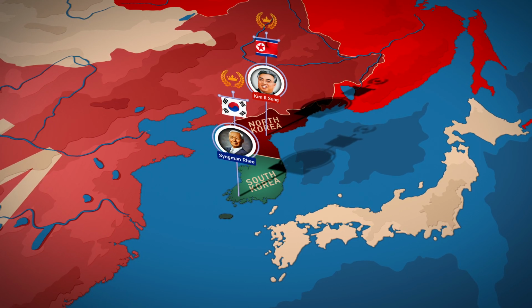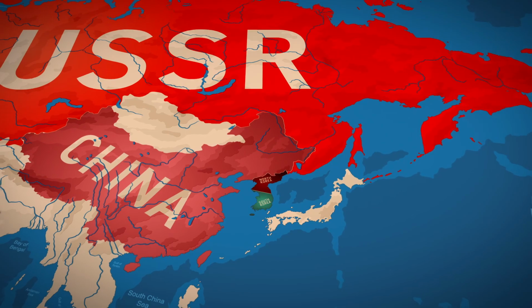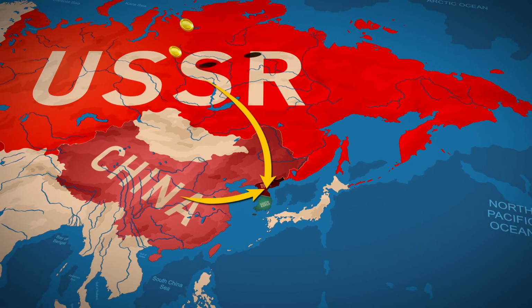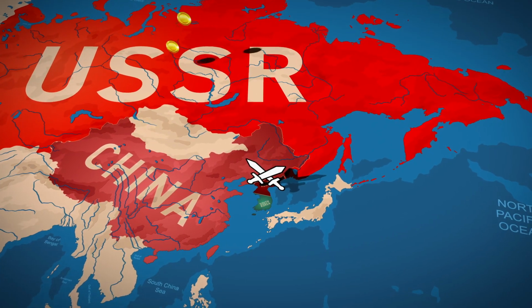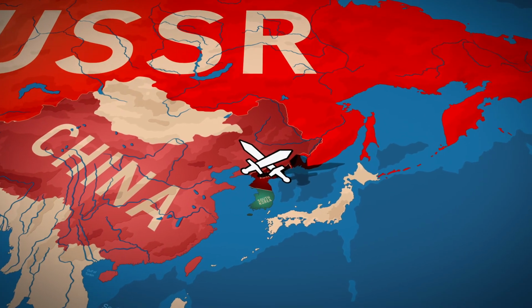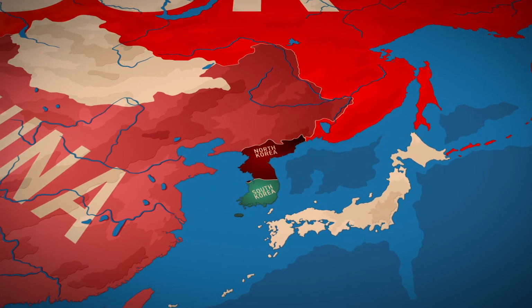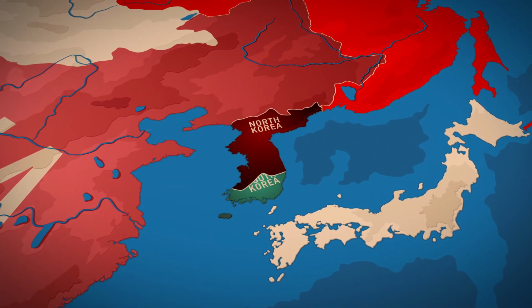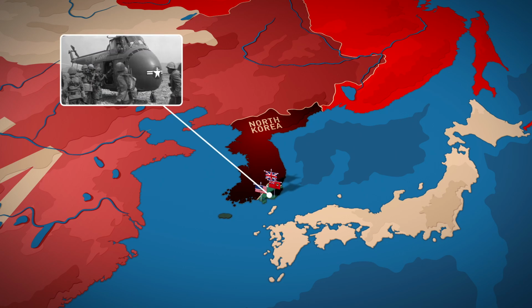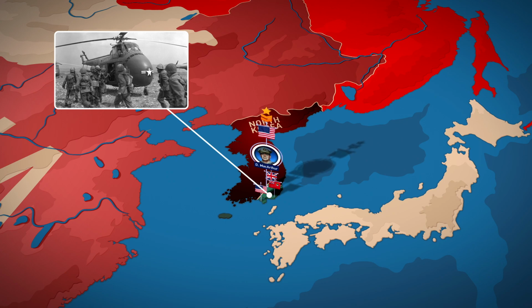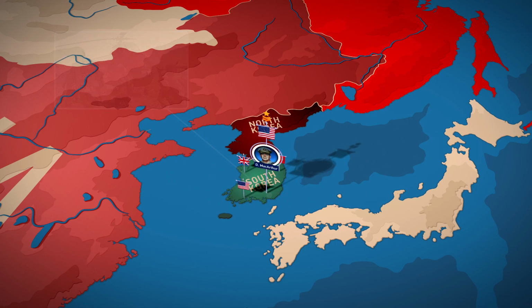However, North Korea, which was financed and supported by China and the Soviet Union, started a war. The southern offensive was very successful, with North Korean troops capturing the cities of Incheon and Seoul. When the situation became critical, UN troops intervened, led by American General Douglas MacArthur. The Allies pushed North Korean troops back to the borders.